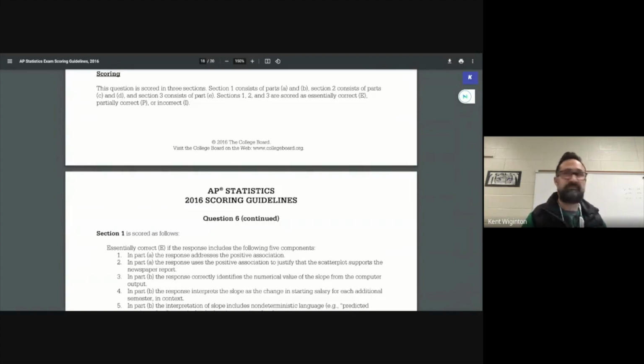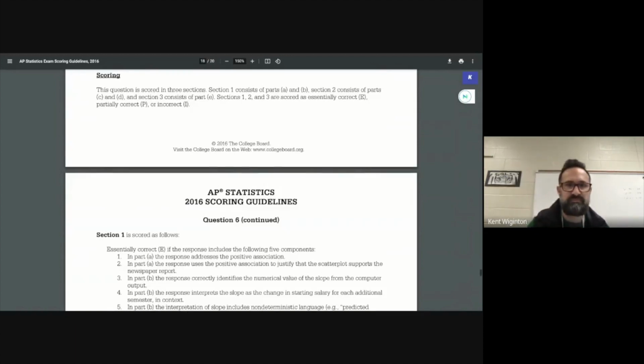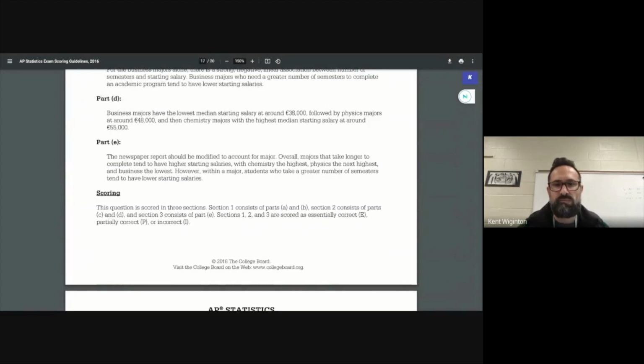Share mine. Can I share mine? Yes. They could show 3 scatter plots, one for each major separately, to demonstrate the negative correlation with number of semesters taken and starting annual salary.